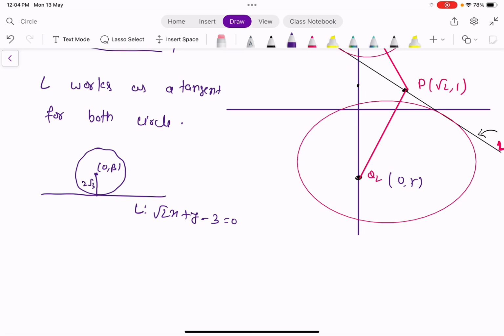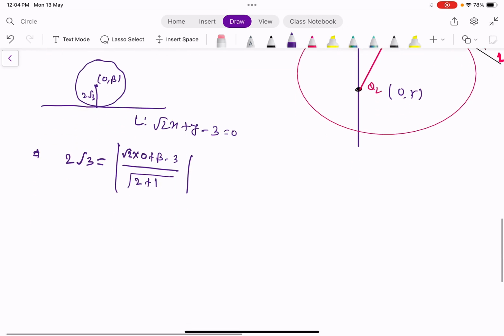So do one thing, find the perpendicular distance from the point to the line. What can we write here? 2 root 3 is equal to the modulus of, substituting those points, root 2 into 0 plus beta minus 3, divided by the square root of (root 2) whole square, that is 2, plus 1 whole square, that is 1. So what we got here, 2 root 3 is nothing but mod of beta minus 3 upon root 3.